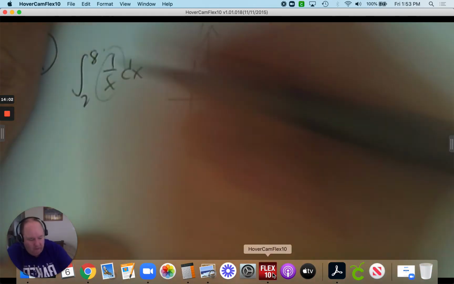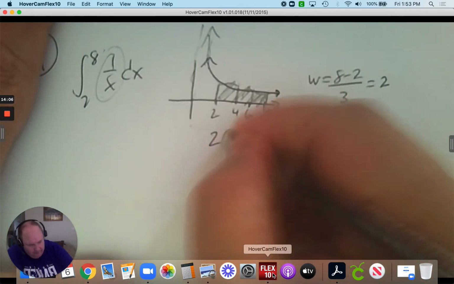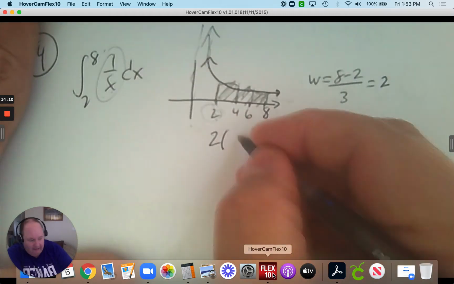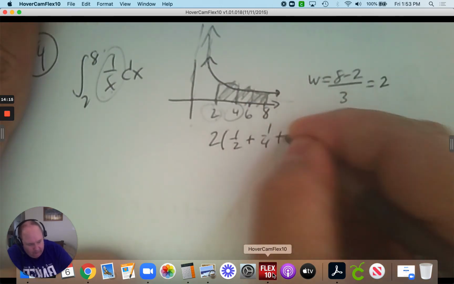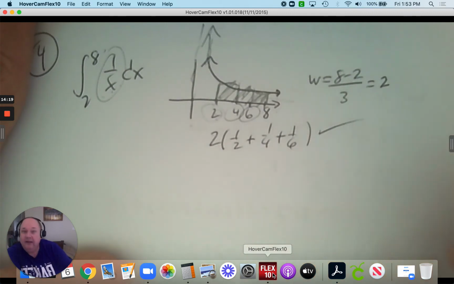You would actually plug in to find the heights. So the width is 2, and then the left height you'd plug in 2 first, so that's 1/2. Then plug in 4, that's 1/4. Then plug in 6, that's 1/6. Do not simplify it. And there's the estimate. Done.